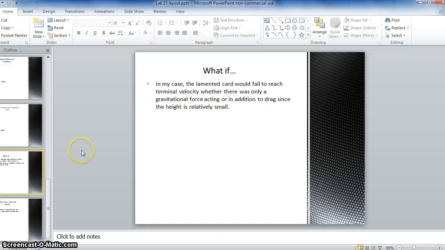Okay, so what if? Basically, just to sum it up really quickly: in my case, the laminated card would fail to reach terminal velocity, whether there was only a gravitational force acting on it, or in the later cases where you have a drag force acting, because as you can see in my tracker video, the height from which they fall is pretty small, so there's not enough time for it to reach terminal velocity.